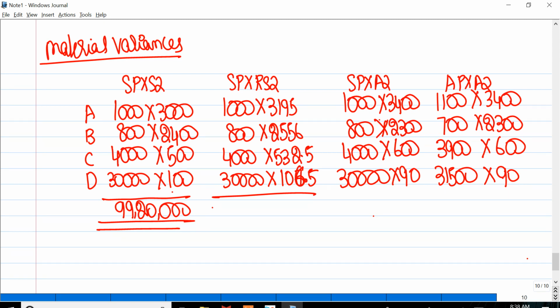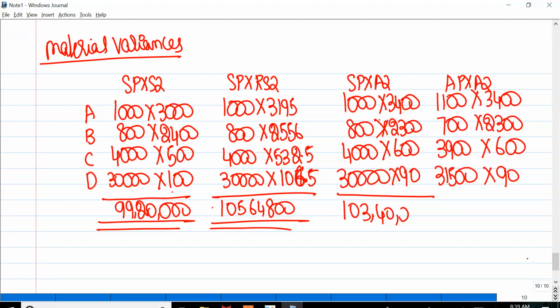What is the second total you said? 1 crore? 64,800. You can have some small rounding difference here and there. Let's not worry about it. 1 crore 3 lakh? 5,25,000. 1 crore 5 lakh? 25.